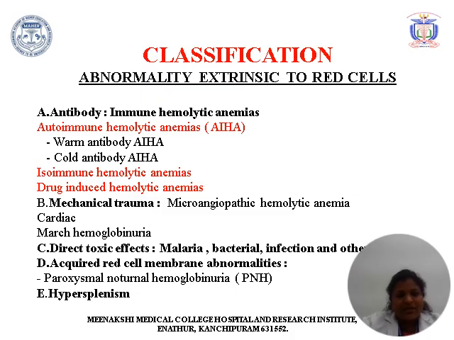The next causes can be mechanical trauma, that is microangiopathic hemolytic anemia, due to cardiac reasons where prosthetic valves are placed, and March hemoglobinuria. Direct toxic effects, which can be due to infections like malaria, bacterial infection or other infections. The next cause would be acquired red cell membrane abnormalities, that is paroxysmal nocturnal hemoglobinuria. And next is hypersplenism.